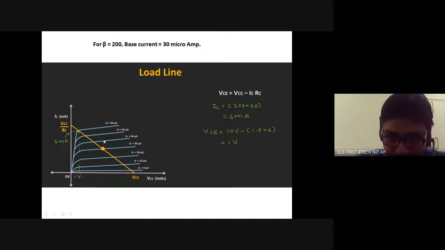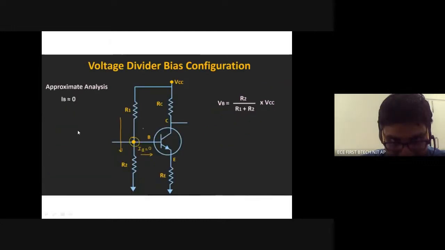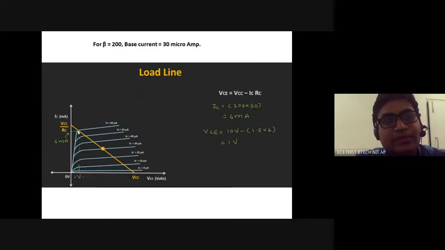If you can see here, if the beta value is changing, previously our operating point was here. When we change to 50, our operating point is located somewhere here. And when the beta value changes to 200, our operating point is located somewhere here. That is a very undesirable thing. In the fixed bias base resistor method, this is the disadvantage, that we could not establish the operating point to be stable, which is a disadvantage in the fixed bias method or fixed bias collector base method.